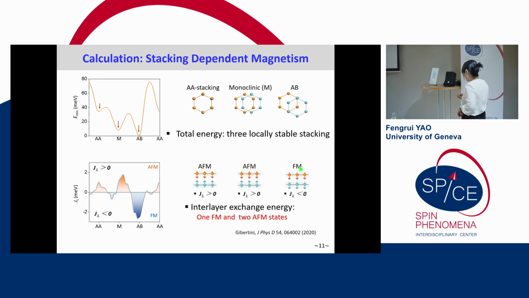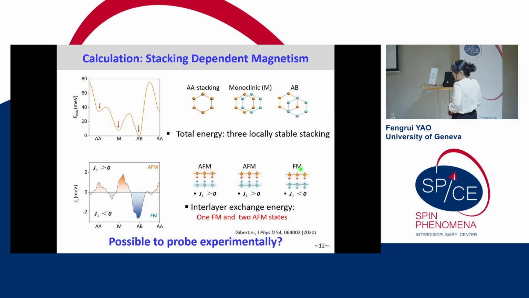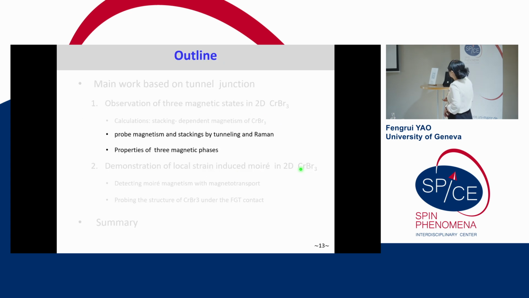So the question is: is it possible to probe this experimentally, especially using a non-local method like transport? It remains a long-standing question. I will show that by making tunnel junctions and combining with Raman spectroscopy, we successfully probe these three states.